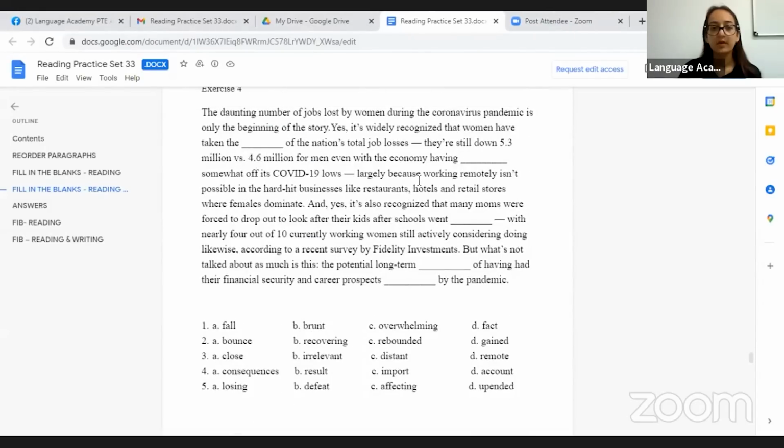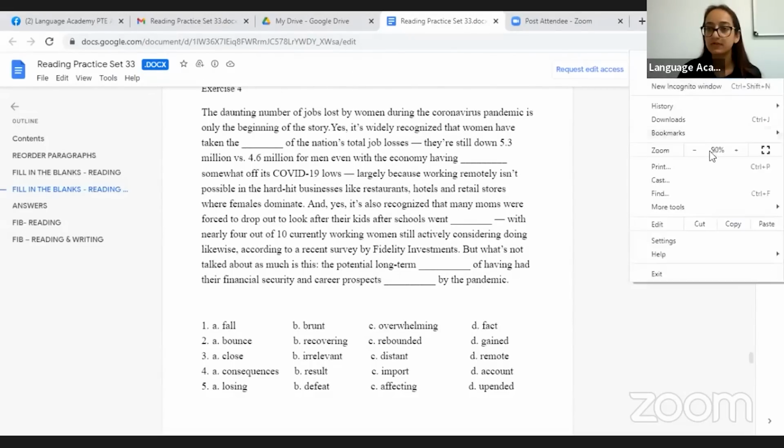So you have question number 4, the second last one for reading writing blanks on the screen, and you have 2.5 minutes. Please post your answers.